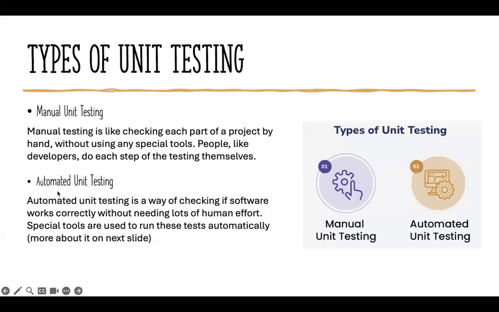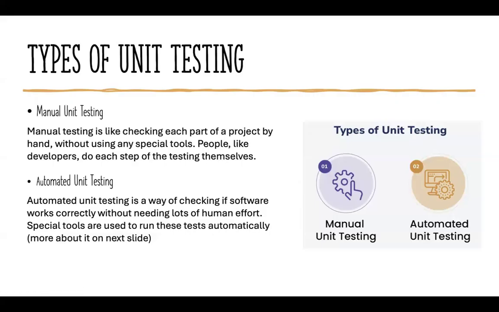The other type of unit testing is automated unit testing. Automated unit testing is a way of checking if software works correctly without needing lots of human effort. This is where unit testing becomes an important tool for the software development lifecycle, and it requires special tools that are run to test things automatically.